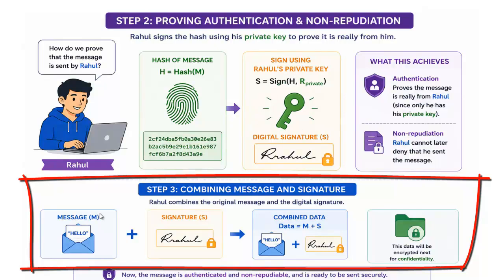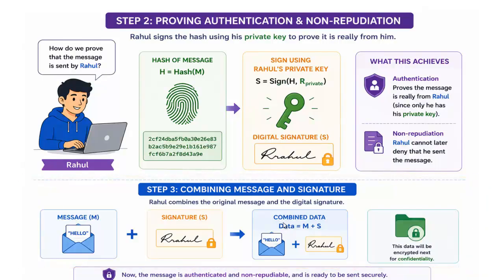Now finally, Rahul combines the original message and the digital signature that you can see here. Message plus signature. Data is equal to M plus S. And now we have this final data, which is M plus S. Now another question arises. How do we keep this complete data secret while sending it to Neha?